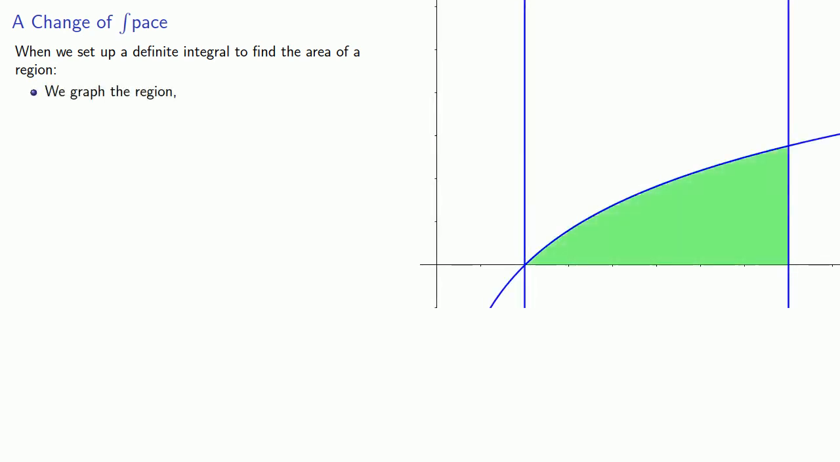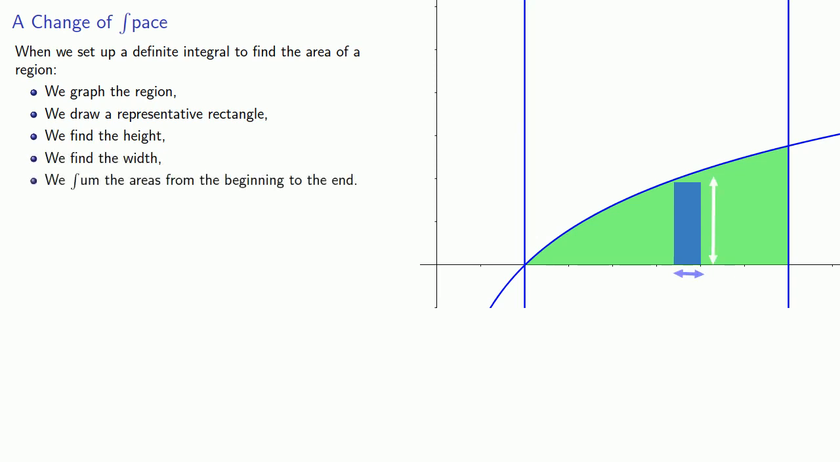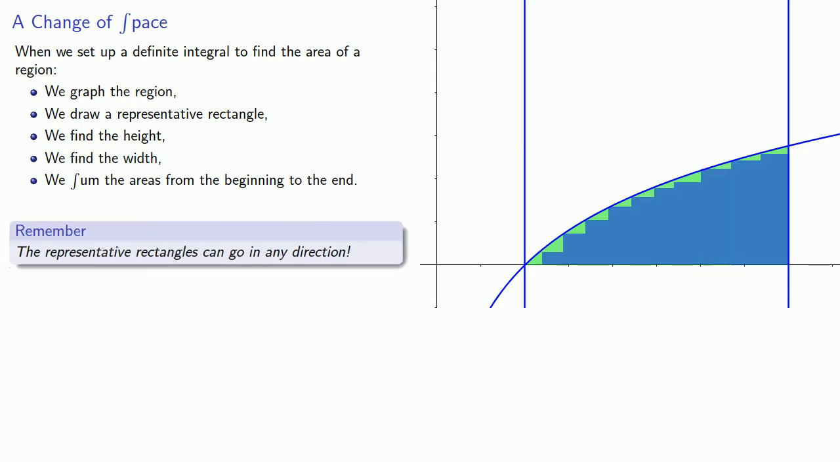So let's think about this. When we set up a definite integral to find the area of a region, we look around to see if there are any bands of rogue mathematicians we have to impress, and since there aren't, we graph the region, we draw a representative rectangle, we find the height and width, and then we sum the areas of these representative rectangles from the beginning to the end of the region. And here's an important insight. The representative rectangles can go in any direction. We've been drawing them vertically, but there's no reason they can't go horizontally.